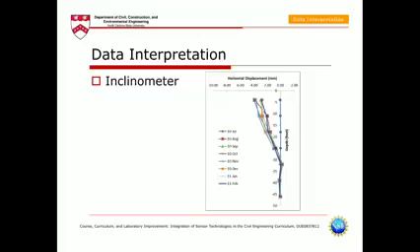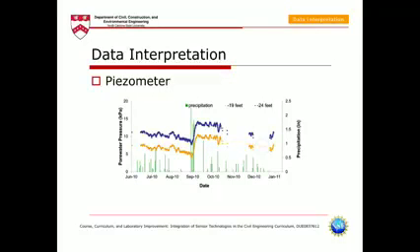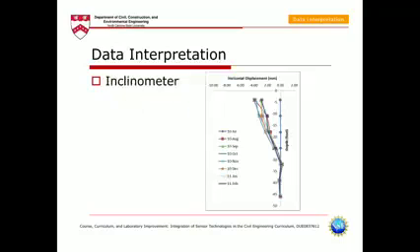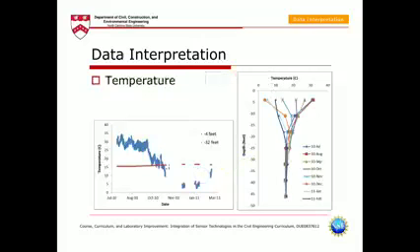This is also data interpretation of an inclinometer. Here we have a reading of the piezometer. Here we have a reading of the horizontal displacement in millimeters. Then here we have readings of temperature, in Celsius. We can observe these readings, and if we find something wrong, we can raise an alert, or change some things so that the temperature or any reading does not harm our system.